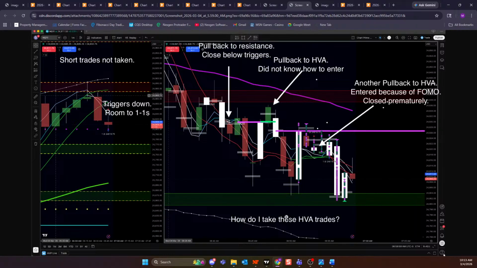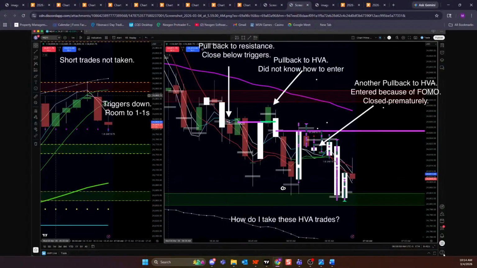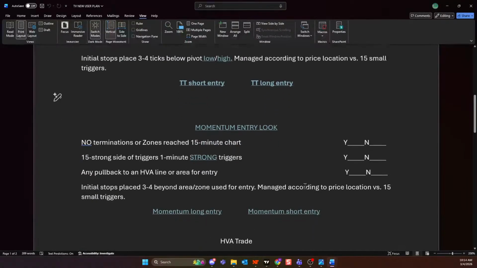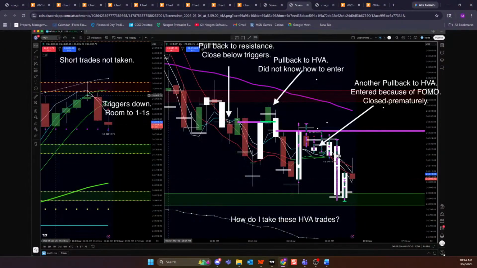So how do I take these HVA trades? I'm glad you asked. Did you know that there's a set of rules to use those lines? I'm sure you knew that. So the first way is with a momentum look. Any pullback to the HVA for entry. But the thing is, Papa, in order to take that HVA trade, you have to have strong triggers, separation between the small and large. You didn't have it, so that's just a pink line. It has no rules associated with it.